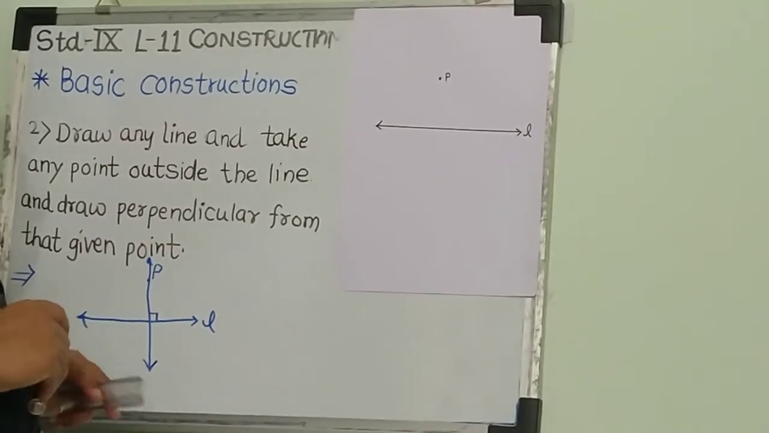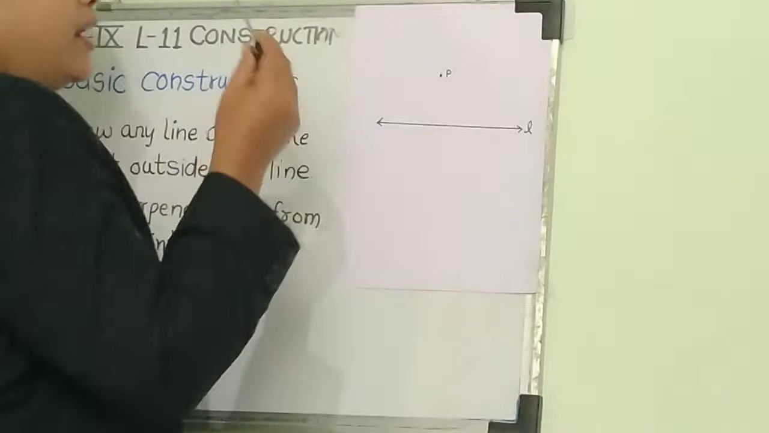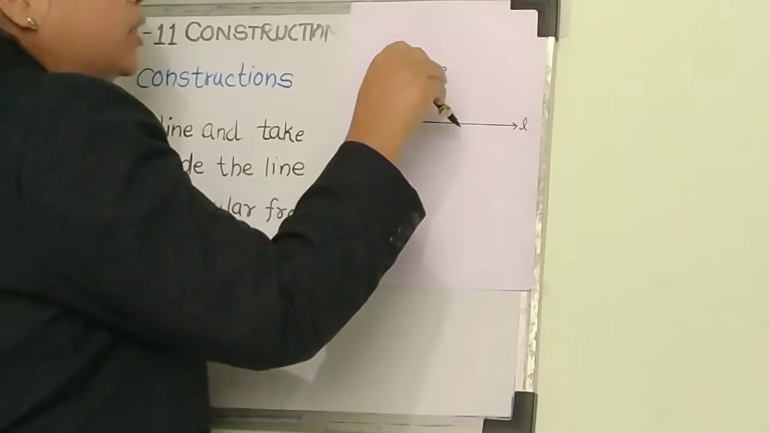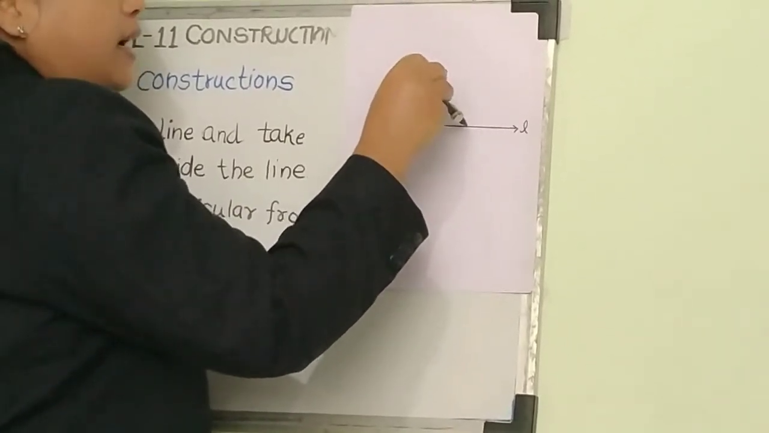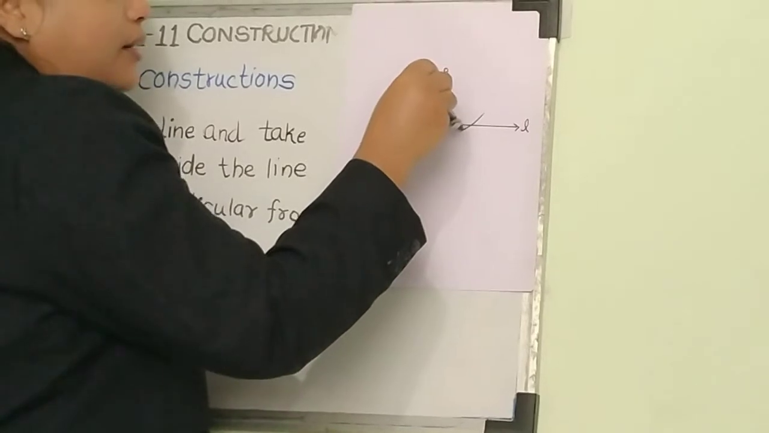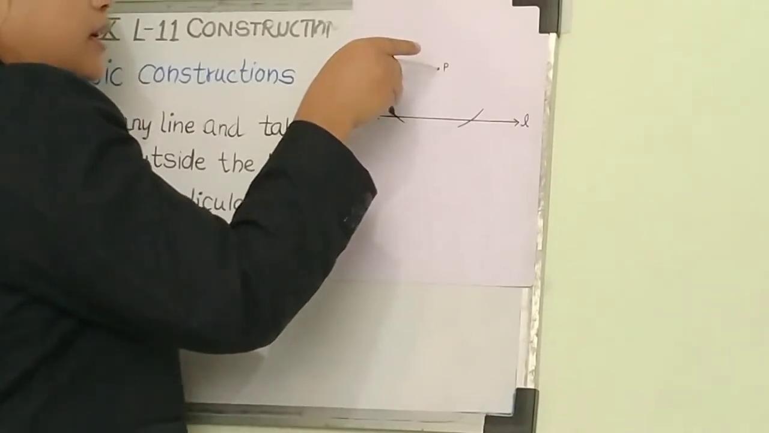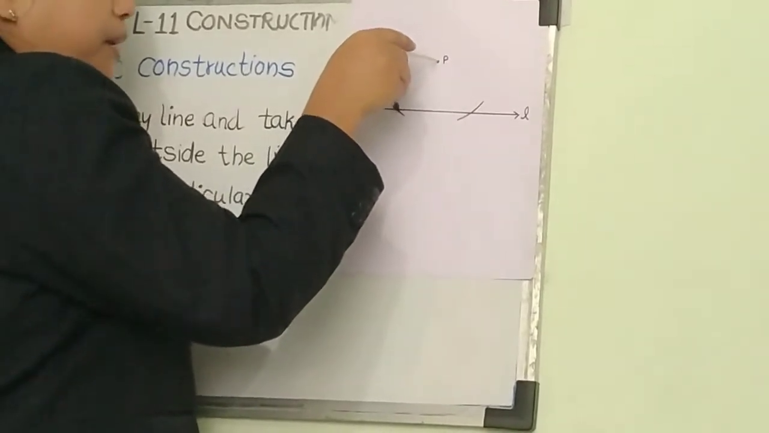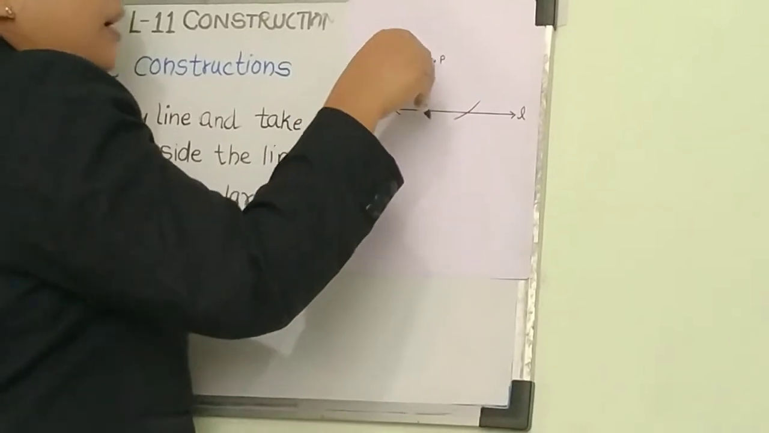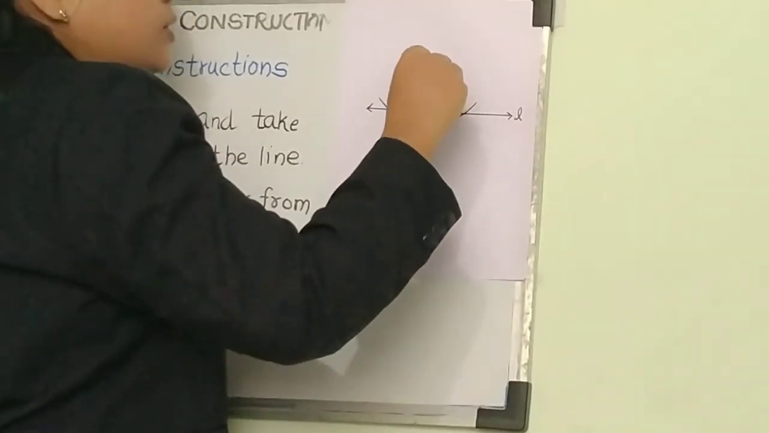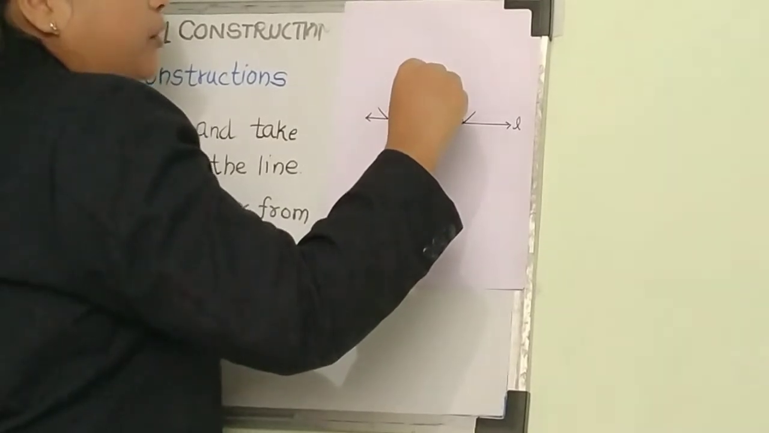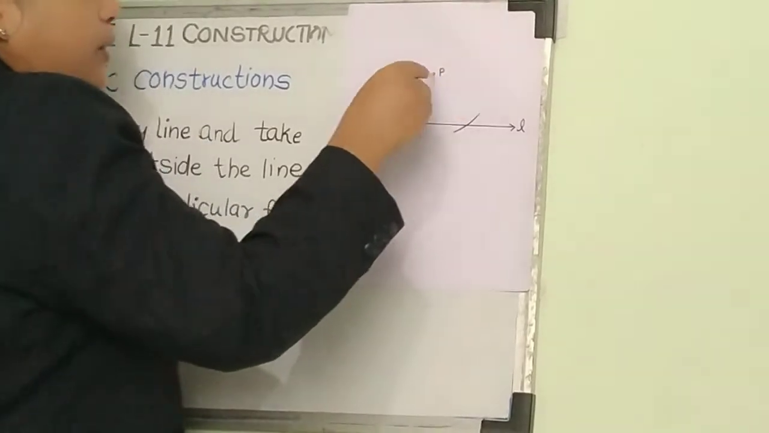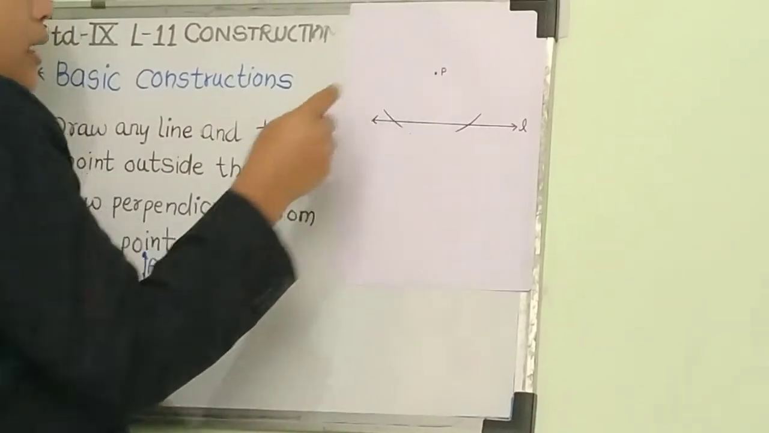Now what you have to do? You have to put one point of the compass on point P such that we draw the arc on both sides. Here from point P we are going to draw arcs intersecting the given line with some fixed length. You are going to draw the two arcs.